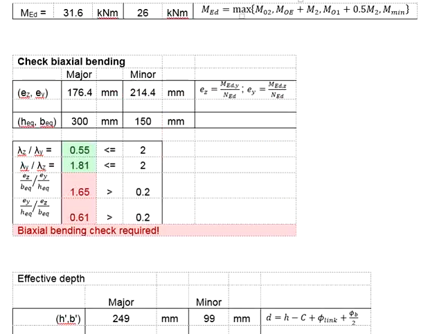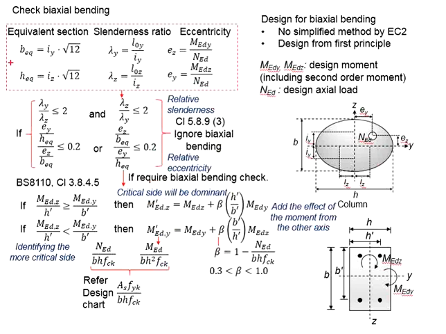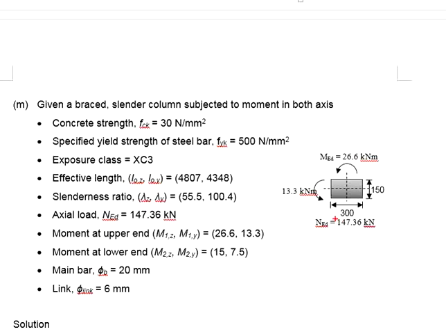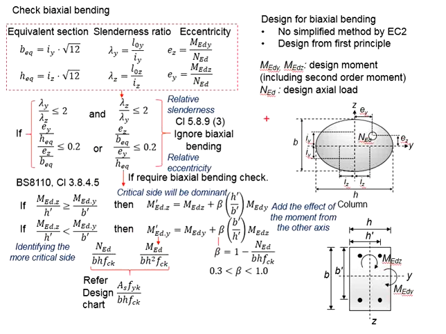In this case, our column is rectangular in shape. That means we do not need to work out the equivalent section. Instead, we can straight away take the dimensions of the column as the equivalent section. As a result, the H equivalent will be 300 mm, which is the bigger dimension of the column, whereas the B equivalent will be 150, as it is the minor axis. And then next, we deal with the equivalent eccentricity.